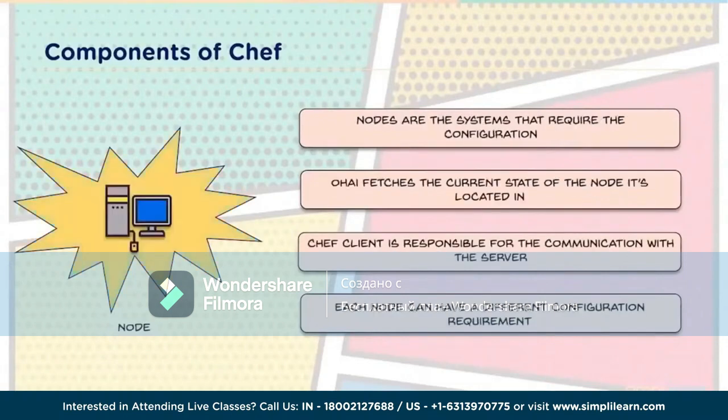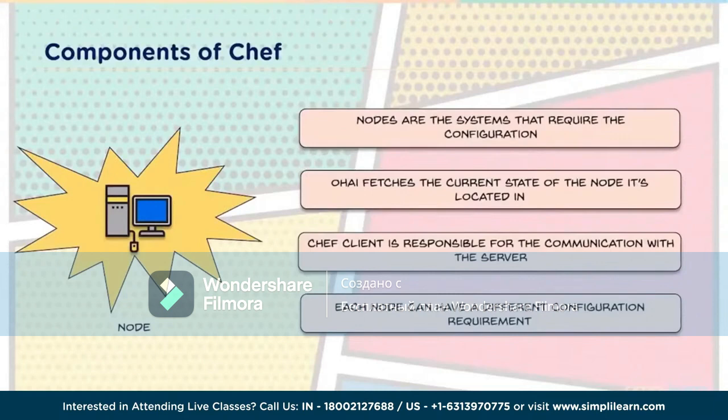And our final component, the node. So nodes are the systems that require the configuration. In a Chef architecture, you can have a number of nodes. Ohai is a service which is installed on your node, and it is responsible for collecting all the information regarding your current state of the node. This information is then sent over to the server to be compared against the configuration files and check if any new configuration is required.